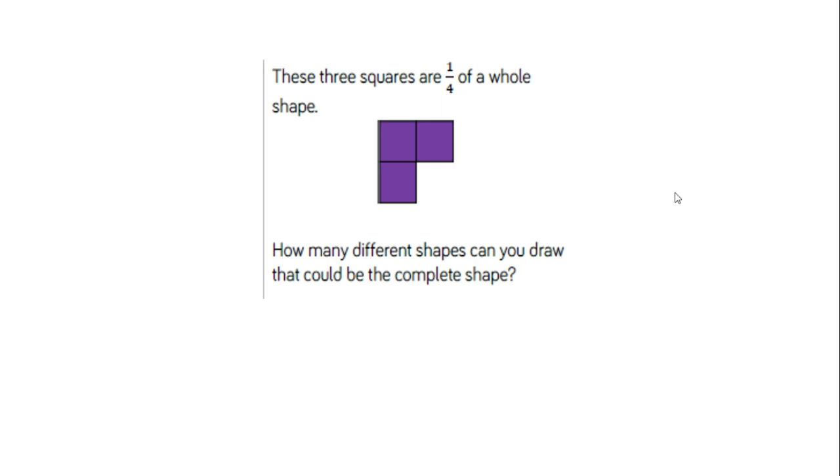So basically, 1/4 is worth 3. How many quarters make up a whole? 4. So if 1/4 is worth 3, 4 quarters would be worth 12. So you could draw any shape which has 12 squares. So looking at the diagram, there are already 3 squares there. You need to use those 3 in your design. How many more squares will you need to add to the 3? 9. Okay?